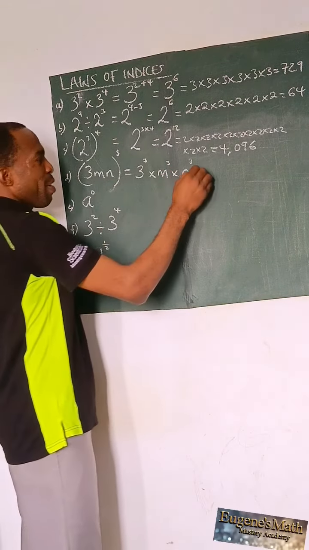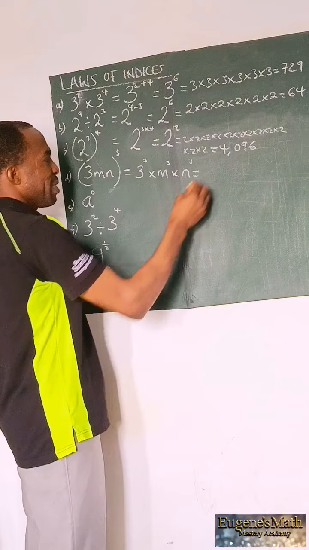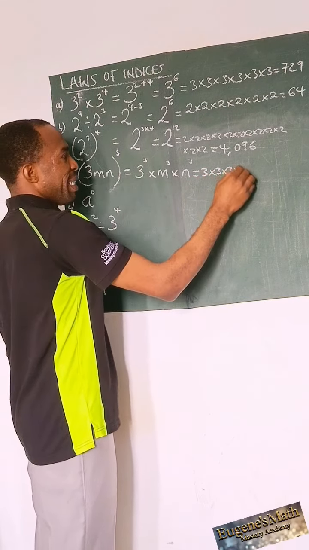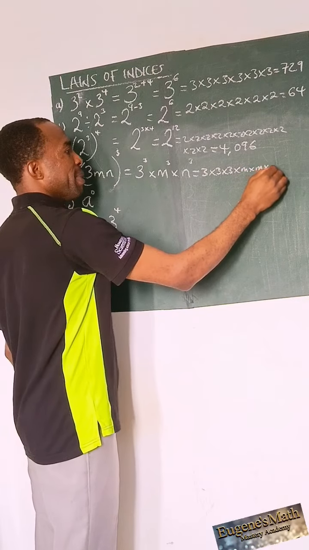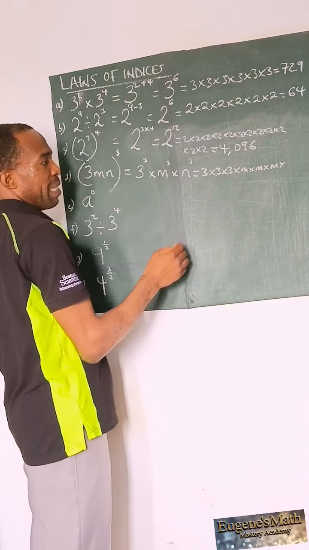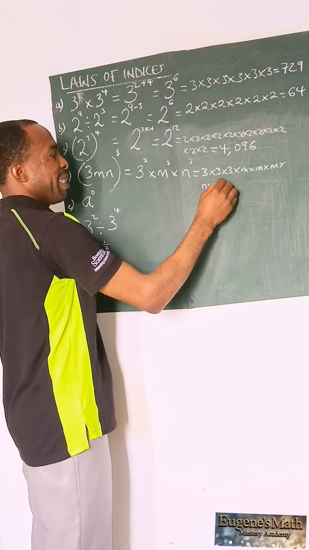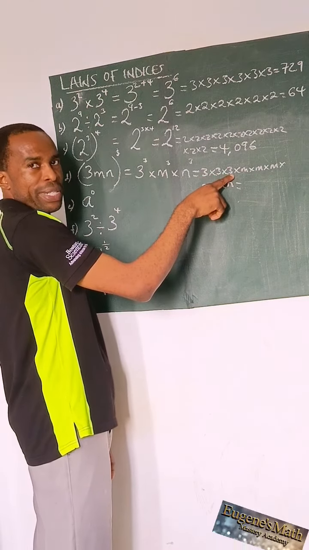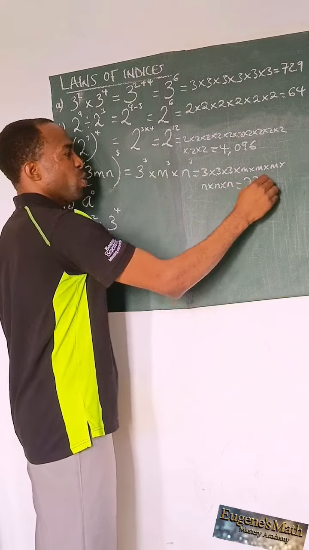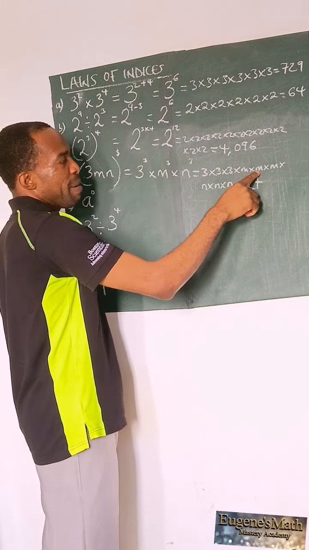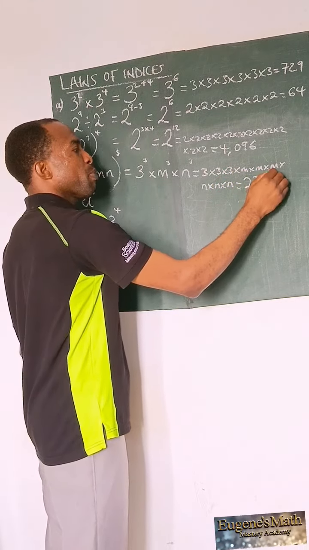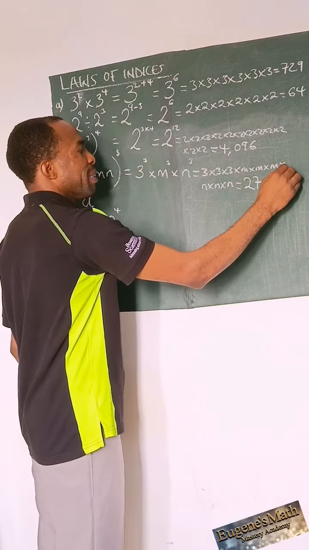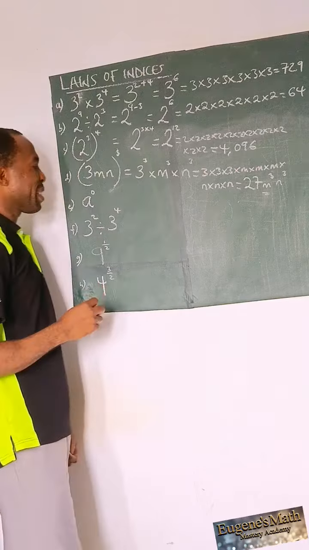Of course, if you expand this, you're going to get 3 times 3 times 3 for this, and then m times m times m, and finally n times n times n. 3 times 3 times 3, what is that? 27. m times m times m, m raised to power 3. And then n times n times n, n raised to power 3. So this becomes your answer.